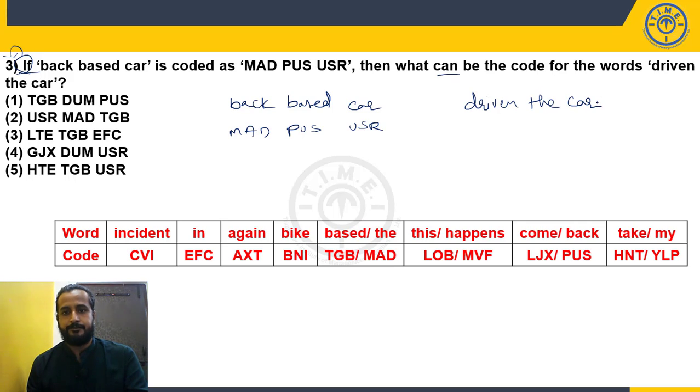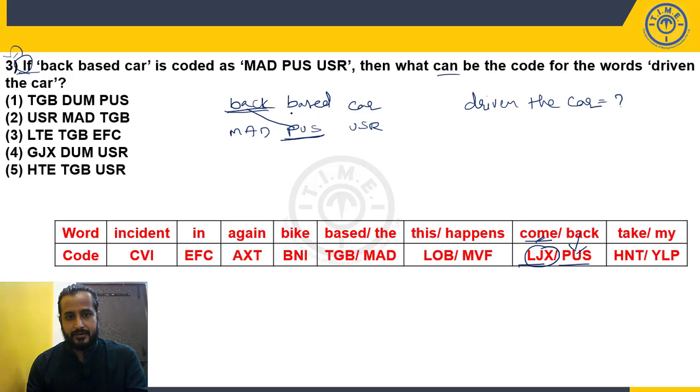Let's see. What is the code for back? LJX or PUS, one of these two. What is given among these codes? PUS. So the code for back is PUS. When the code for back is PUS, then the code for come will be LJX. But no use, because in our given question we have not given the word come. Okay, no issue. The code for back is PUS.